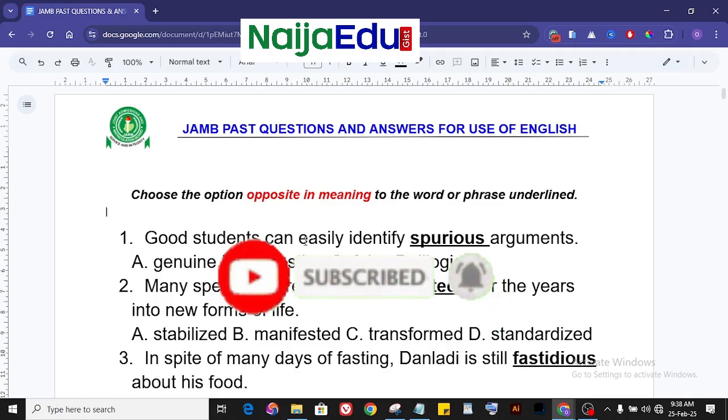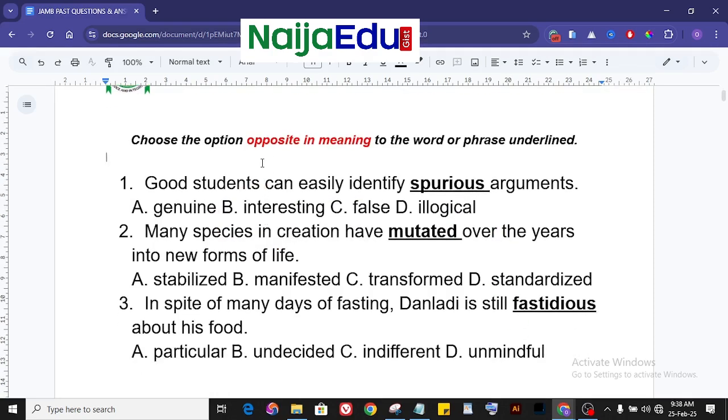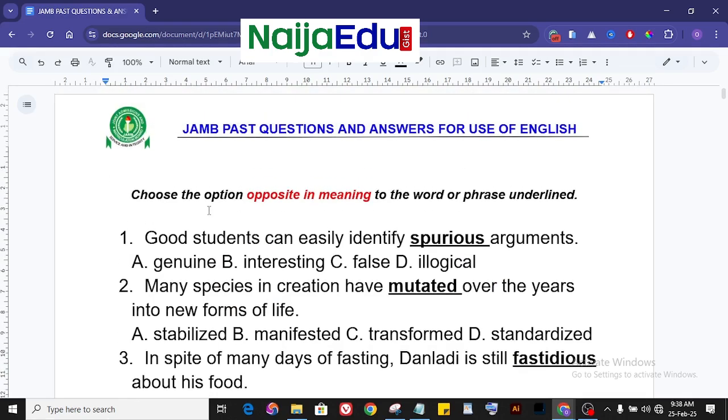So let's get started. Like I said, we'll be looking at questions that fall on opposite in meaning, which is antonyms. This is one of the topics that many students fail in JAMB. So let's look into it.